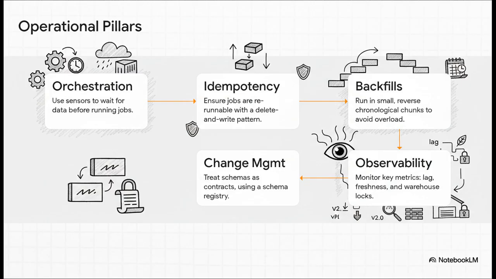Fourth, observability. You have to monitor Kafka lag, data freshness, row counts, and warehouse locks like a hawk. And finally, change management. Schemas are contracts. Use a schema registry and treat any change like a formal API version bump.